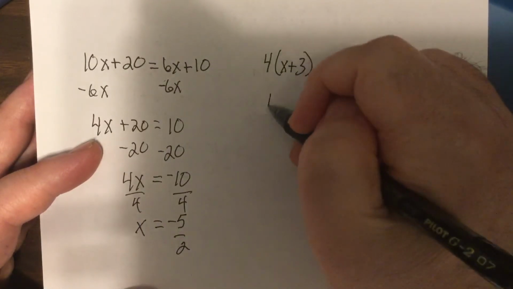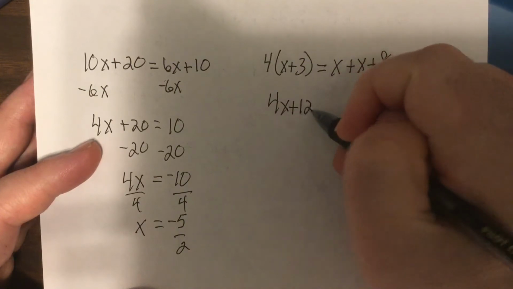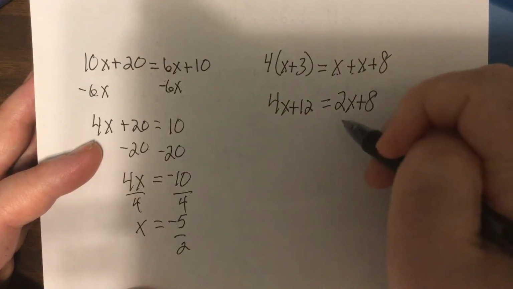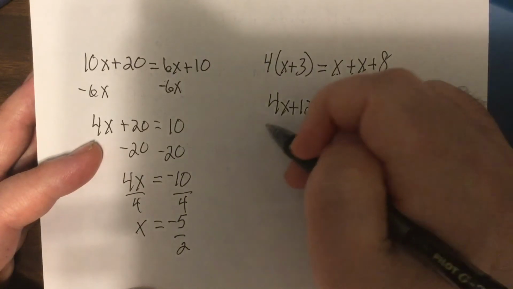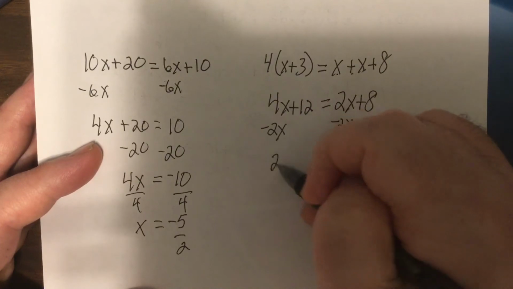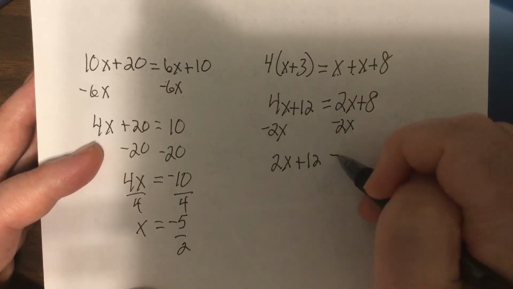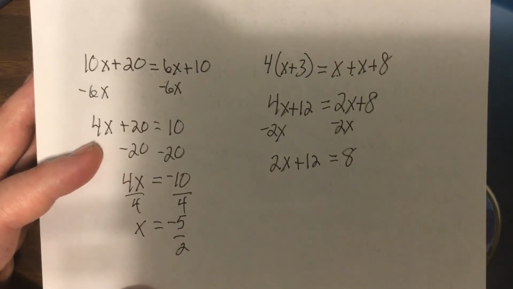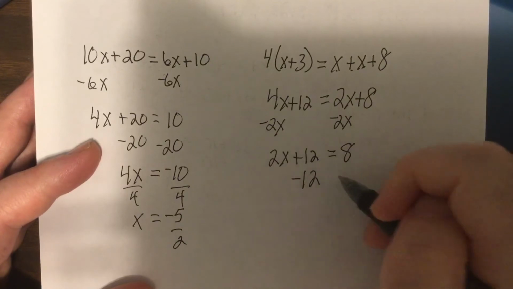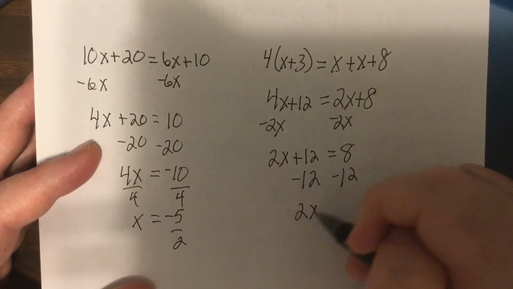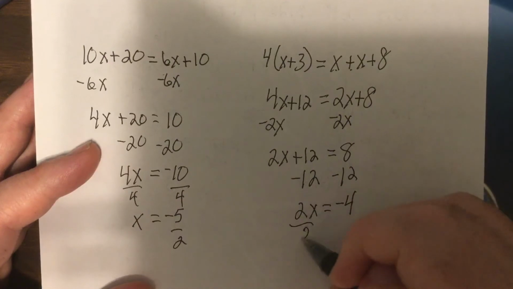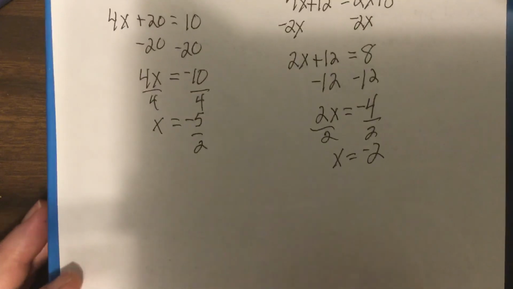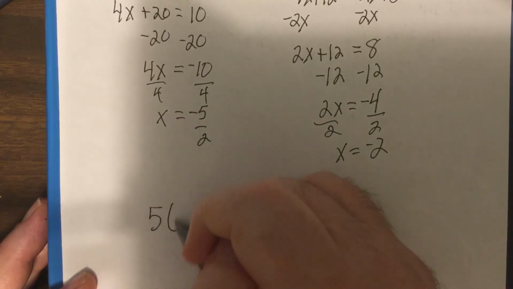Now this one, distribute the 4. 4x plus 12 equals x plus x is 2x. Subtract 2x. So 2x plus 12 equals 8. Then I'm going to subtract 12. 2x equals negative 4. Divide by 2. X equals negative 2. Now, one last problem.